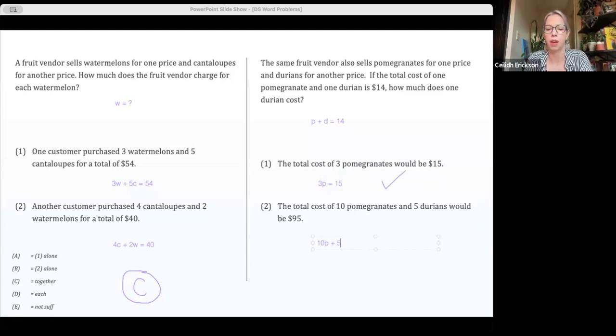In statement 2, 10p plus 5d equals 95. All right, this is another relationship between our two variables. We'll be able to combine that with the relationship we were given up top, 2 equations, 2 variables. That'll solve it. So each one alone was sufficient combined with our given information.